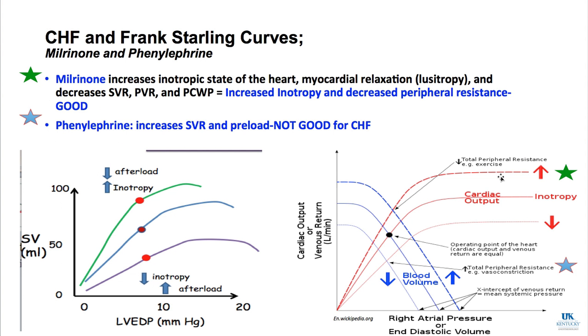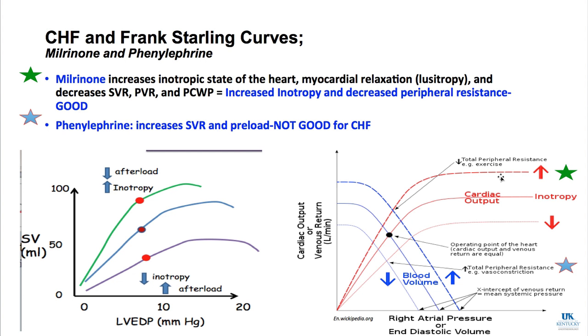CHF and Frank-Starling curves, specifically, what's the effect of milrinone and phenylephrine is the next keyword. Milrinone is a phosphodiesterase inhibitor that increases intracellular cyclic AMP in the myocardial cells, increasing the inotropic state of the heart, causes relaxation of the heart, which is lusitropy, and also decreases both systemic and pulmonary vascular resistance and reduces filling pressures. All of these are good for a failing heart, and inotropy and decreased peripheral resistance is a specific goal that we have in patients with heart failure.